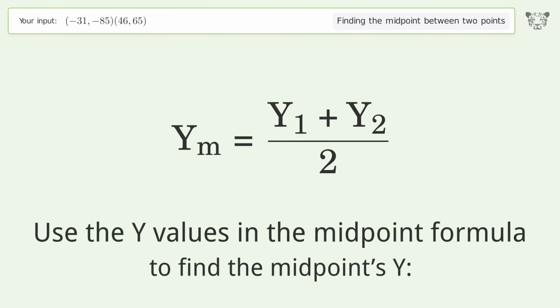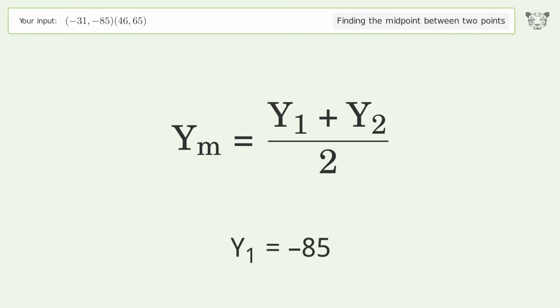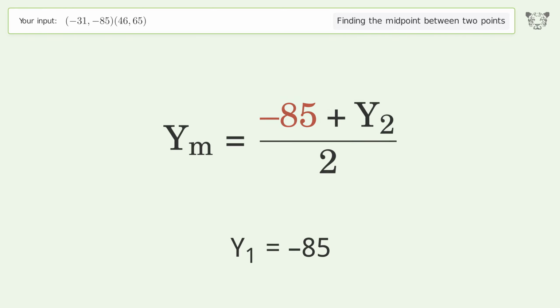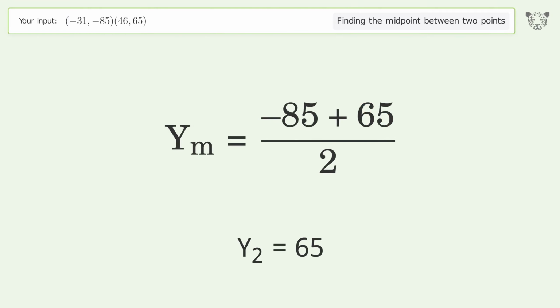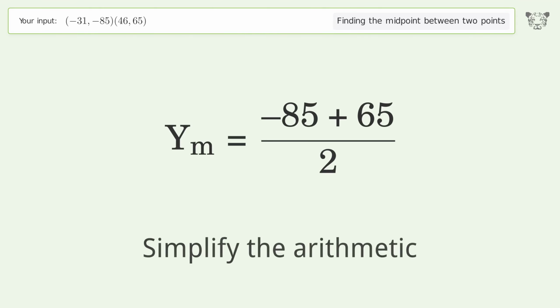Use the y values in the midpoint formula to find the midpoint's y. y1 equals -85. y2 equals 65. Simplify the arithmetic.